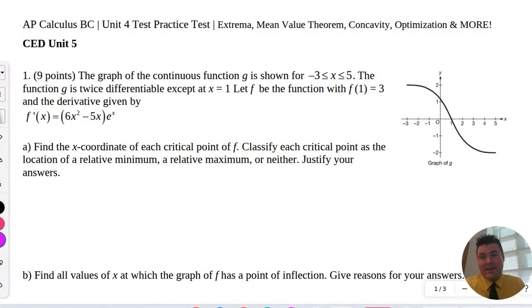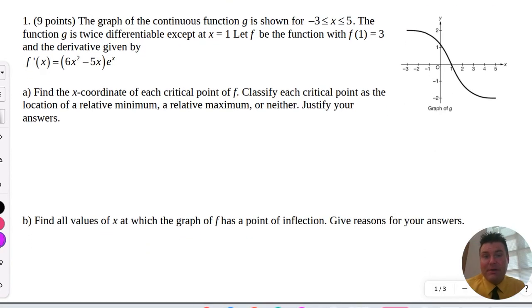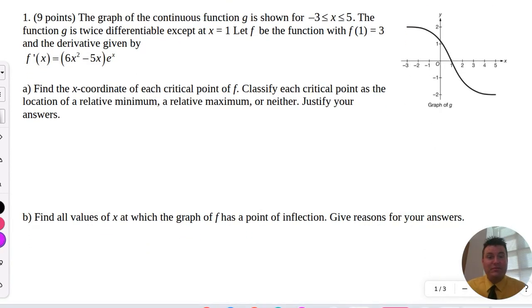So let's go ahead and look at this first problem here. Let's read through it. We're going to have two things here. We have a graph of a continuous function g that is shown right there. That graph of g is only from -3 to 5, and g is twice differentiable except at x equals 1, probably because it might be a vertical tangent. It's not the perfect picture, but we'll deal with it. And we're going to let f be the function where we know f of 1 is 3, and f prime is right there. So we have everything that we need. We have g, we have f prime. Let's get rocking and rolling here.